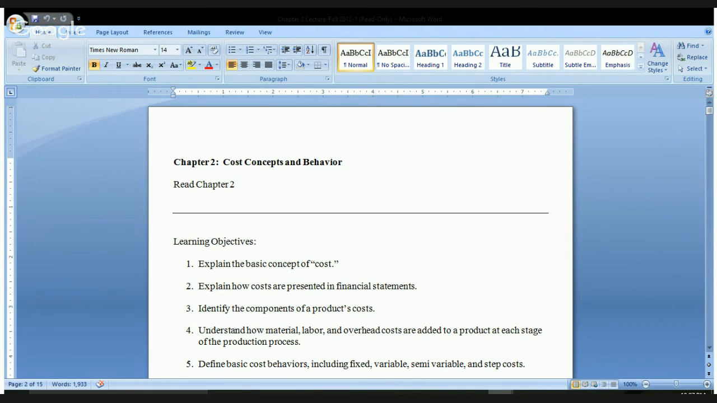So here, what is the answer here? A semi-variable cost is a cost that has both fixed and variable components. It's also called a mixed cost.